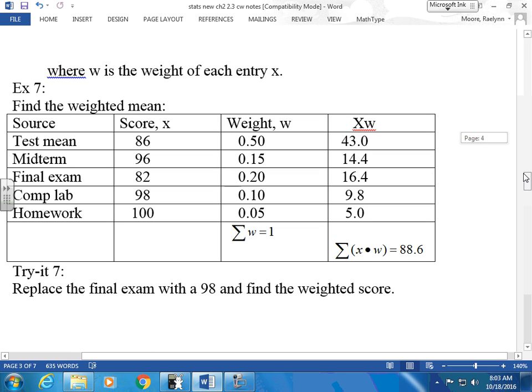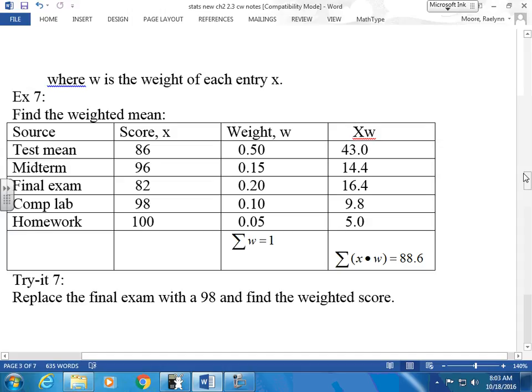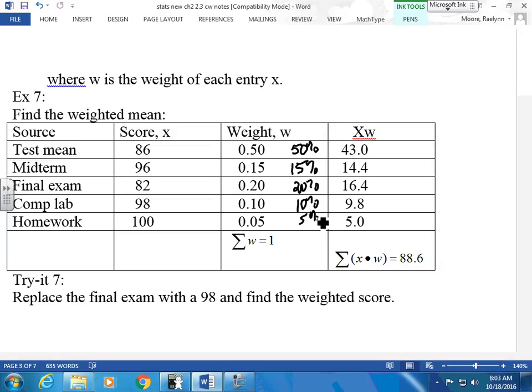So for example, it gave us the weighted score. They weighted this 50%. They weighted this 15%, 20%, 10%, 5%. So maybe your teacher says, well, your tests are weighted 50%. Your midterm counts 15%. Your final exam counts 20%. Your computer lab's 10%, your homework's 5%.